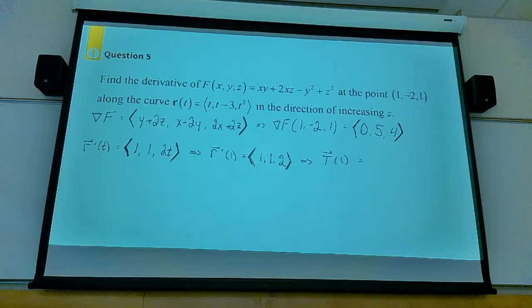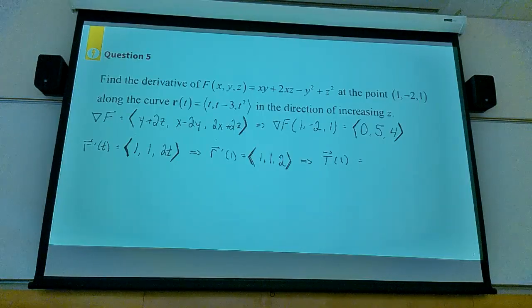What is it? Derivative of r over magnitude or something? Over magnitude of what? Of r? Not of r. R prime? Yes. R prime over magnitude of r prime, right? Again, the method is kind of given away in the name of T. It's the unit tangent, so just normalize your tangent vector.